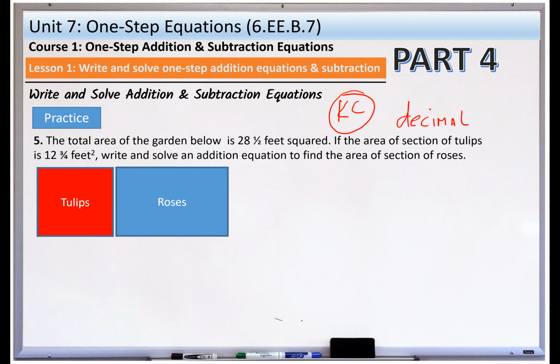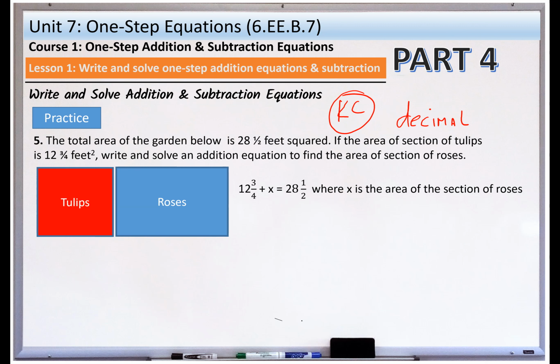So the area of the garden below is 28 1/2 feet squared. If the area of the section of tulips is 12 3/4 square feet, write and solve an addition equation to find the area of the section of roses. So what we're saying here is that 12 3/4 plus x is equal to 28 1/2, where x is the area of the section of roses.